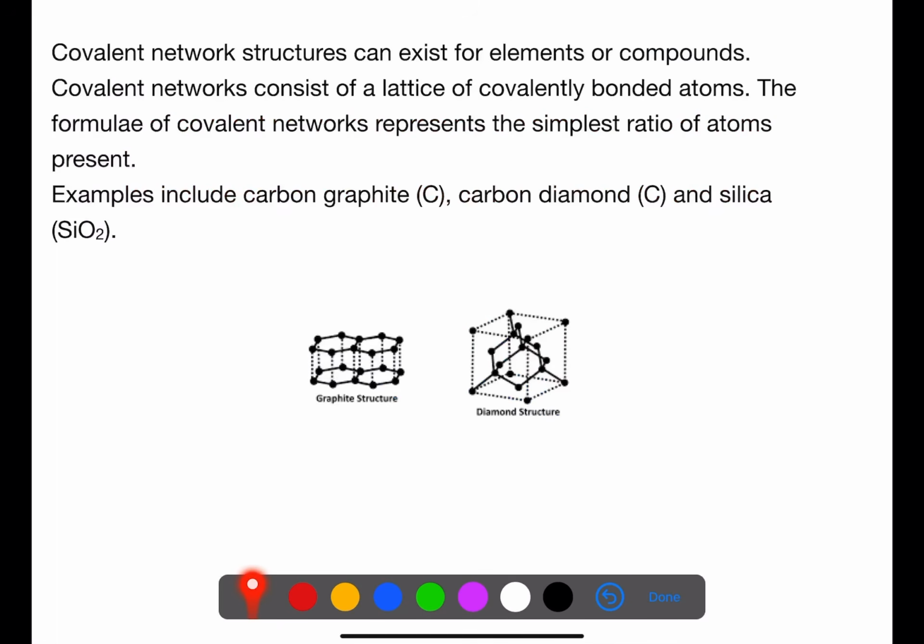If you were to change the central atom for another within the same group, then you will get the same shape. Another type of covalent bonding is that of covalent network structures. These can exist for elements or compounds. Covalent networks consist of a lattice of covalently bonded atoms. The formulae of the covalent networks represents the simplest ratio of atoms that are present. Examples include carbon graphite, which has the symbol C, carbon diamond, which also has the symbol C, but as you can see here they have very different structures, and silica, which is SiO2.